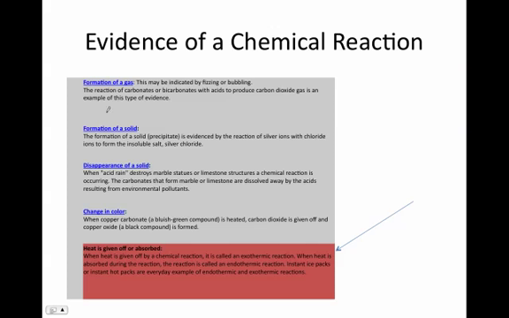Again, here's our evidence of a chemical reaction, and let's focus in on heat or light. There are 2 kinds that are categorized here. One is called exothermic, which means it heats up or gets hotter. The products are hotter than the reactants. Or the other is endothermic, which means it cools down, which means the products are cooler than the reactants.